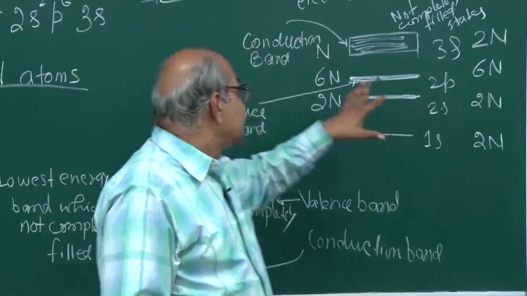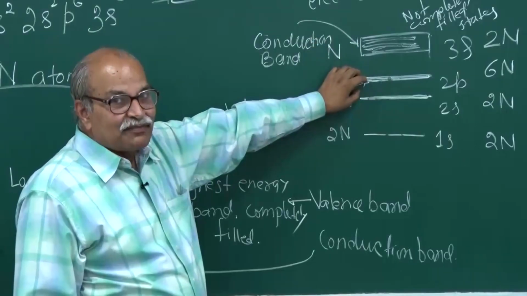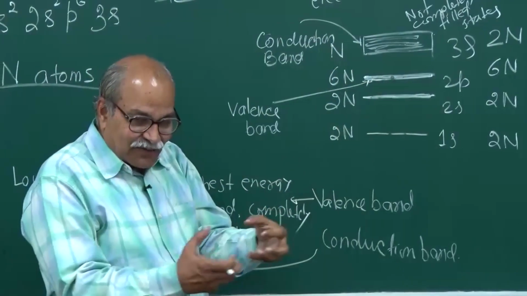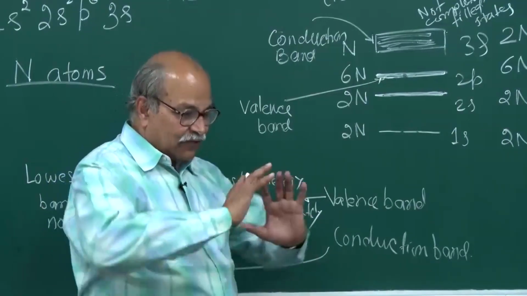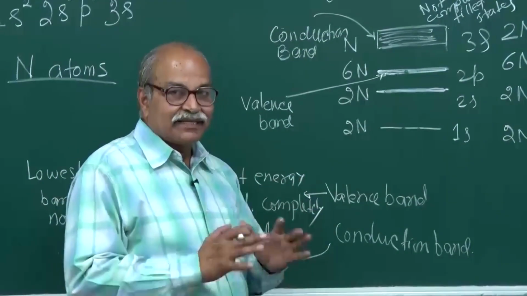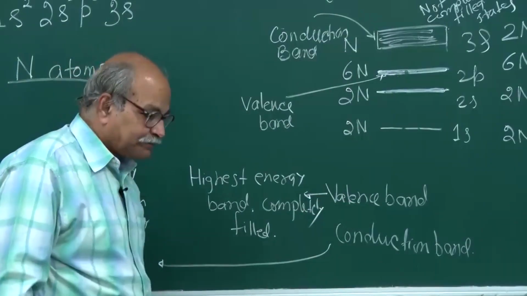So this is why it is called the conduction band, and below that you have the valence band. They are all electrons attached to the nucleus, to that crystal. The wave functions are more localized and all those things. So this is how it happens.